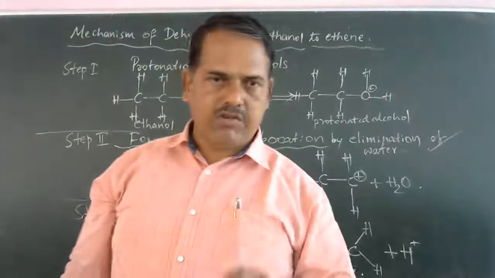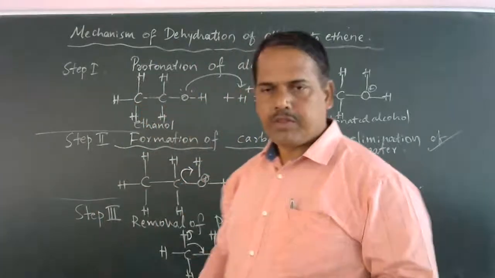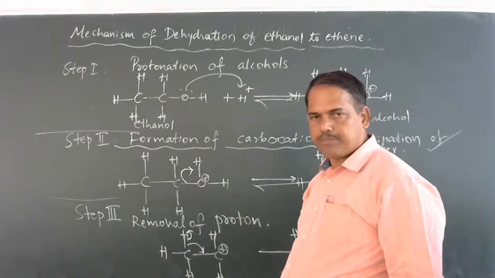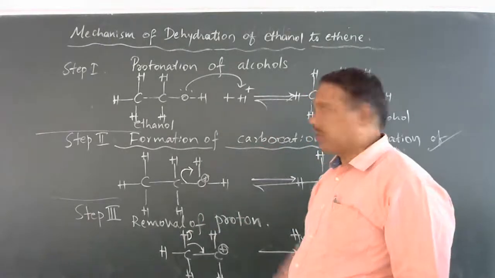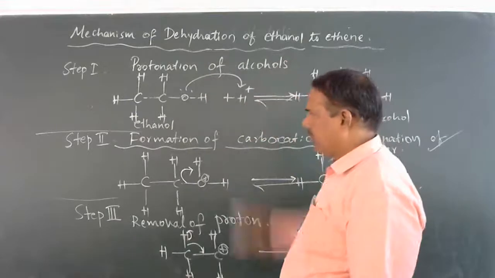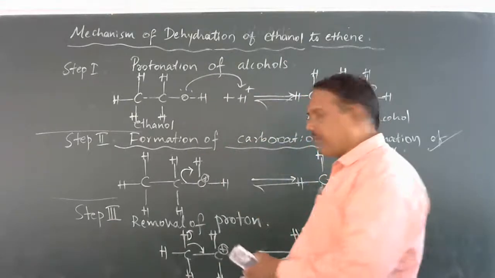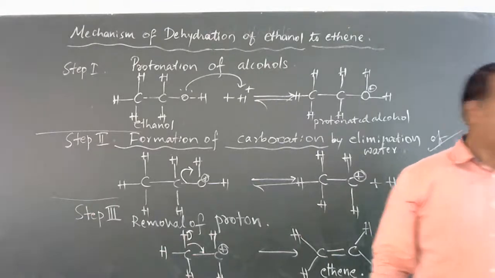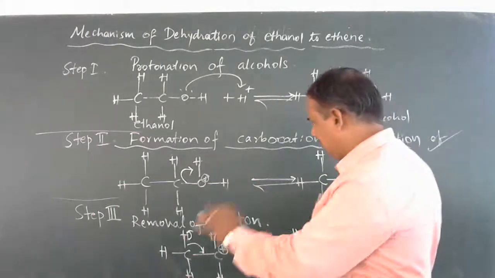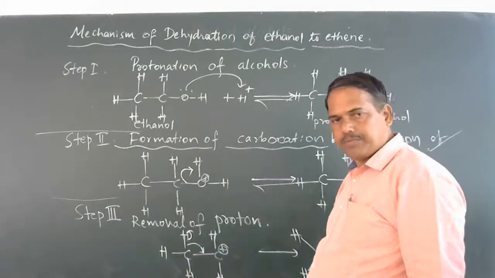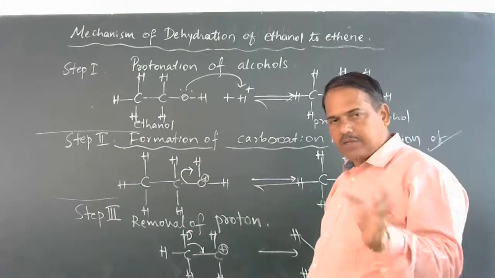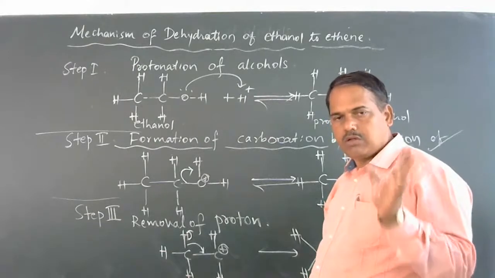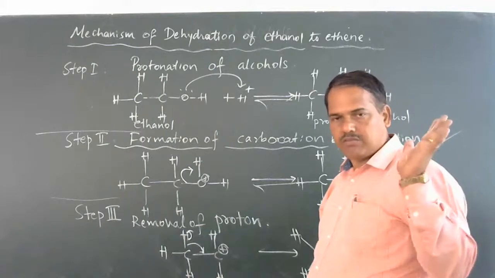So the mechanism of dehydration of alcohol is carried out in three important steps. What are those? First one is protonation of alcohol, second one is formation of carbocation, and third one is removal of proton. Are you clear? See, repeatedly I am going to tell you. You studied now the dehydration mechanism.